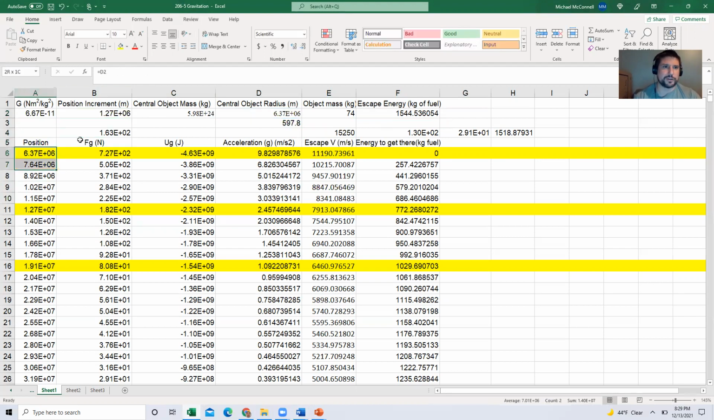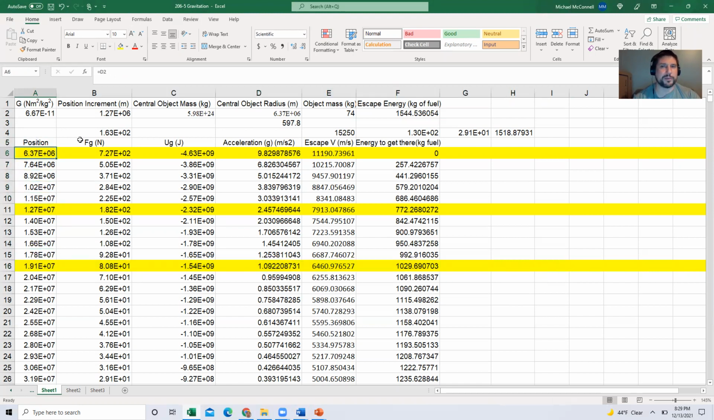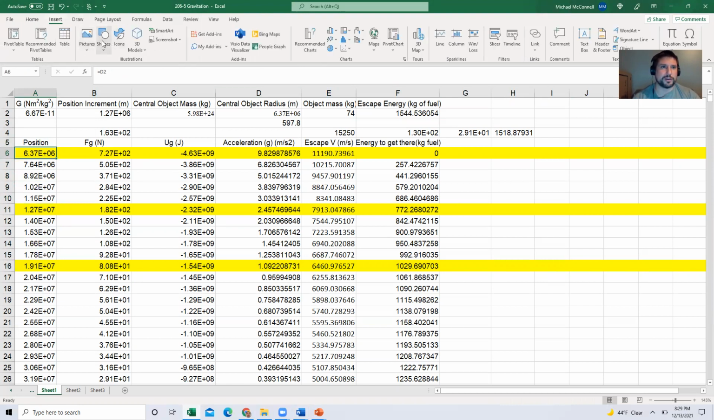In the position column, it counts up by that increment so that we're at 1, 1.2, 1.4, 1.6, 1.8, 2 radii, 2.2, 2.4, 2.6, 2.8, 3 radii. So right here is 3 radii above the surface of the Earth. By Earth radius, we just mean we're counting by increments that are equal to the radius of the Earth.